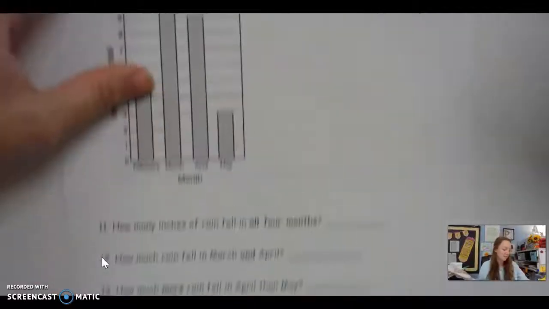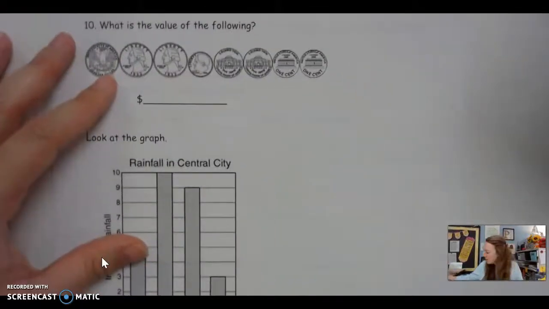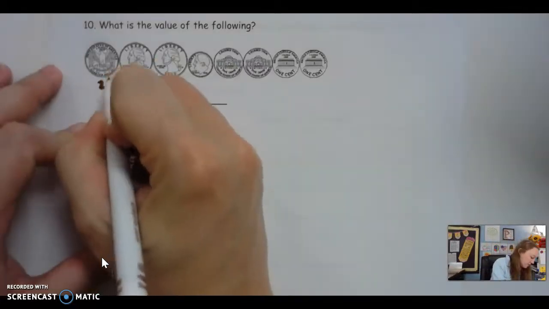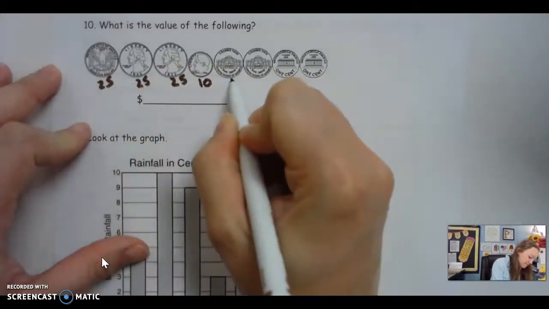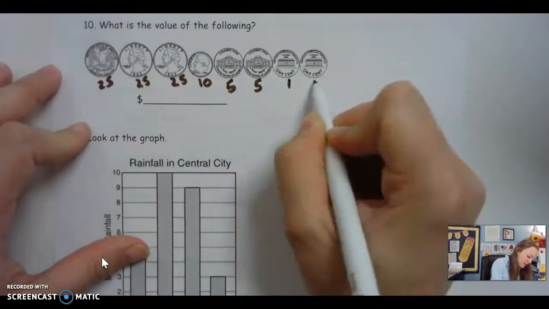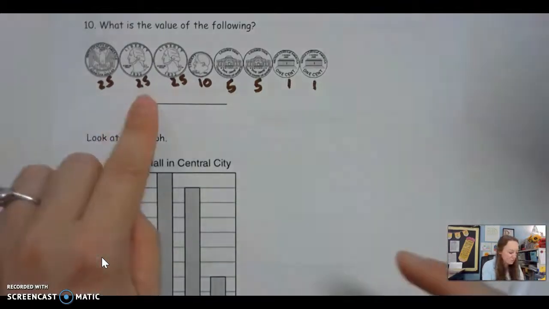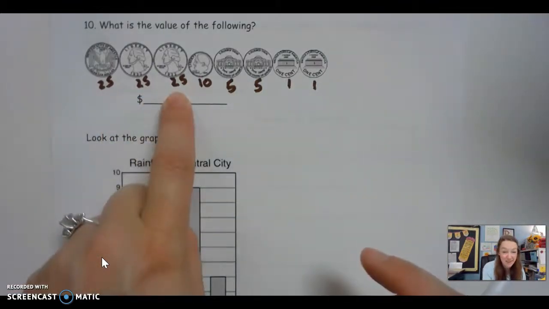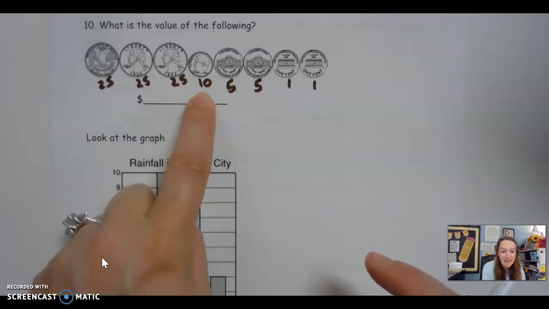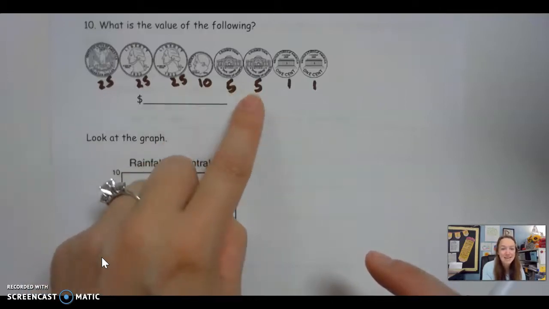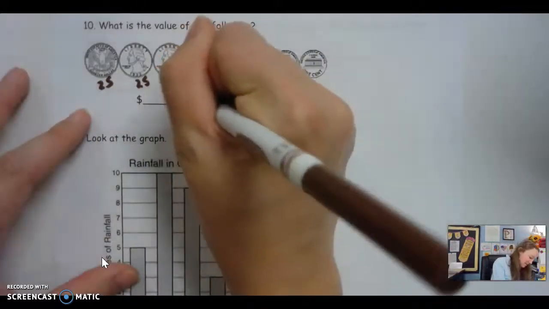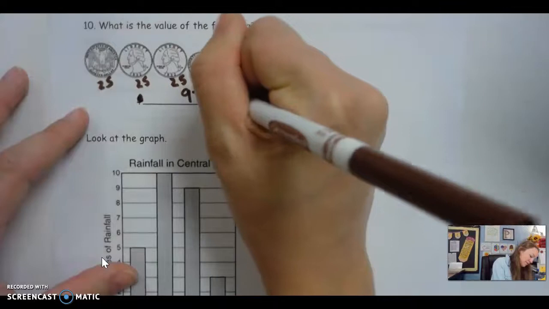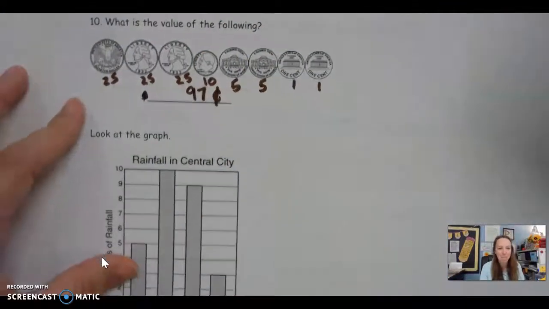All right, moving on. Number 10. We have one more money problem. So I have 25, 25, and 25. I have 10, 5, 5, 1, and 1. 25 plus 25 plus 25 is 75, plus 10 is 85, 90, 95, 96, 97. How funny, we ended up with the same amount of money.